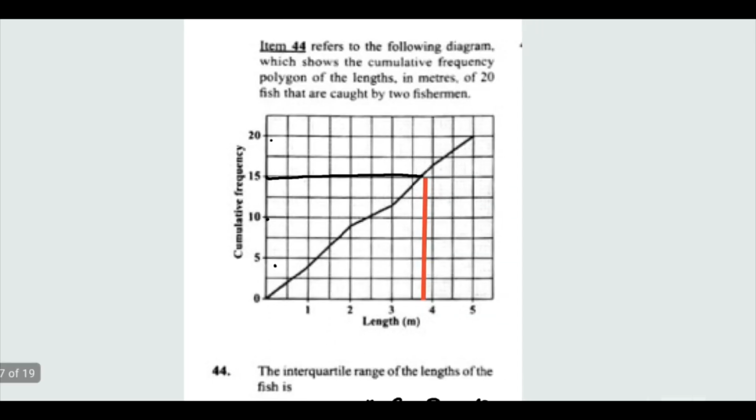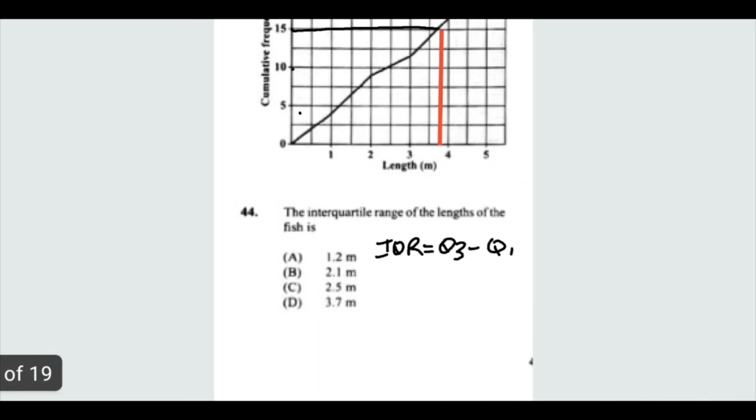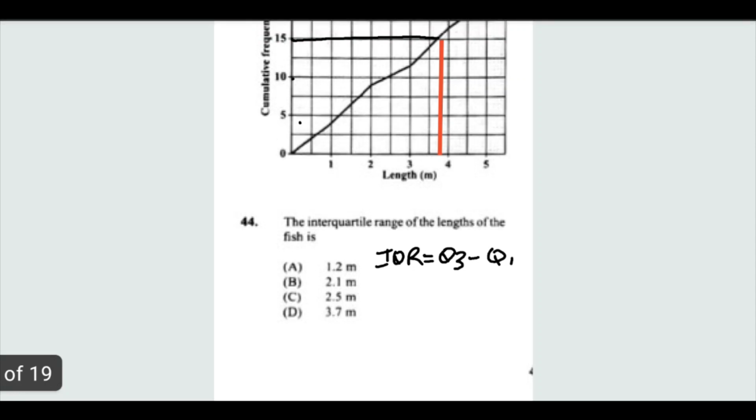Let's work with an average. That looks like 3.8, right? So let's say 3.8 subtract Q1, and Q1 will be 1/4 of 20, which is 5, right? So we draw across on 5, a straight line, and we draw down, and that looks like 1.2.